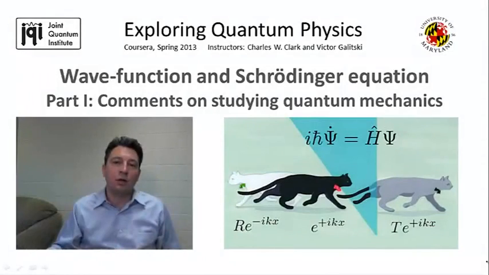Hi everybody, and welcome to the first lecture in our course Exploring Quantum Physics. Today I will introduce the main formulation of quantum theory due to Schrödinger, and I will also tell you a little bit about a fascinating history of the subject.